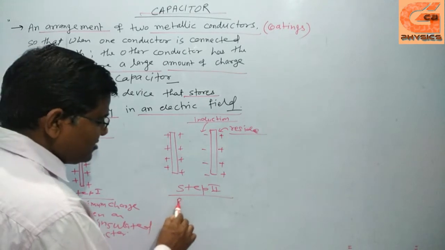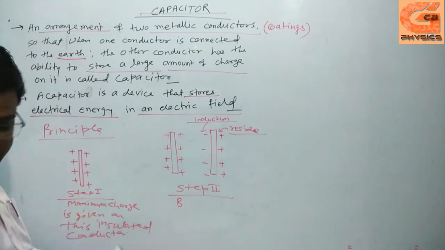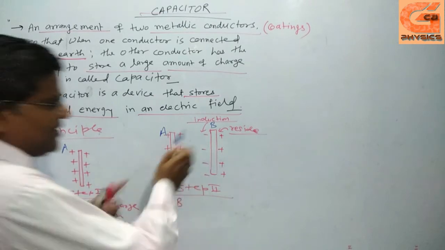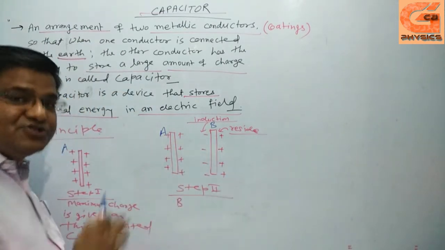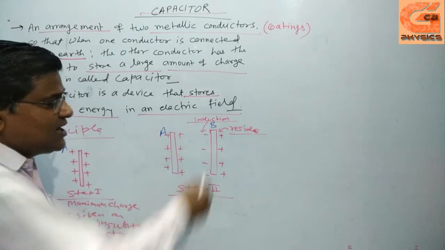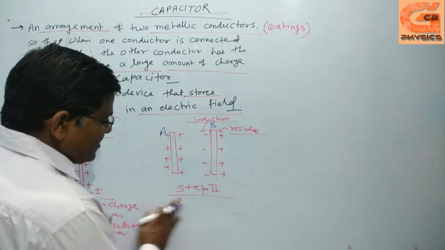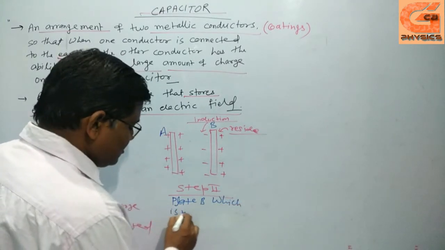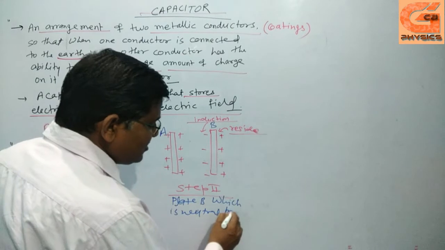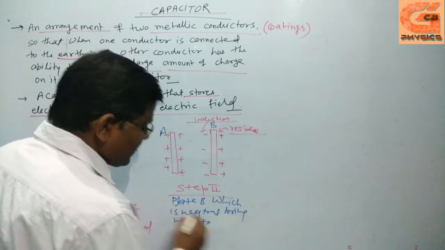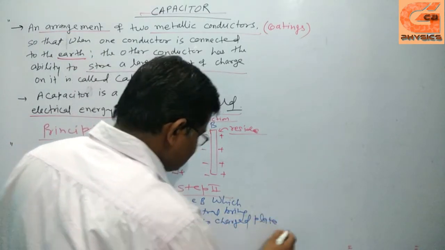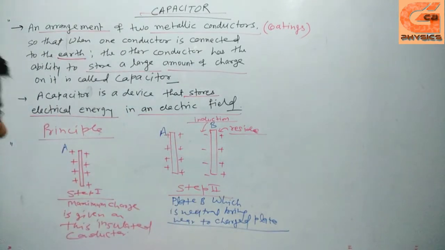This is plate A and this is plate B. Plate A is charged and plate B is a neutral body. Bring plate B near to the charged plate A. This is very simple. Then one surface is negatively charged and the other surface is positively charged.